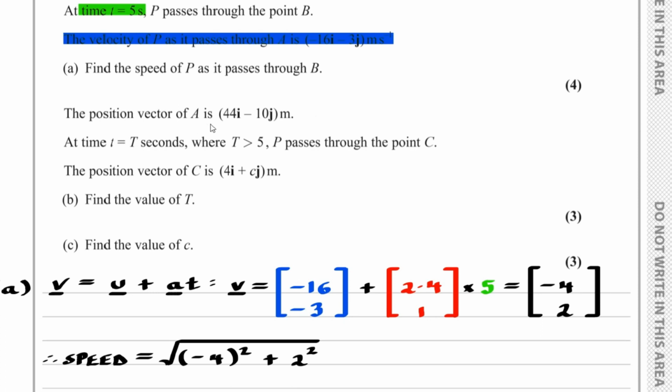The position vector of A is 44i subtract 10j meters. At time t equals T seconds, where T is greater than 5, P passes through the point C. The position vector of C is 4i plus cj meters. We have to find the value of T. So what do we know so far? We know that the position vector of A is 44i subtract 10j meters. At time t equals T seconds, P passes through the point C, and the position vector of C is 4i plus cj.